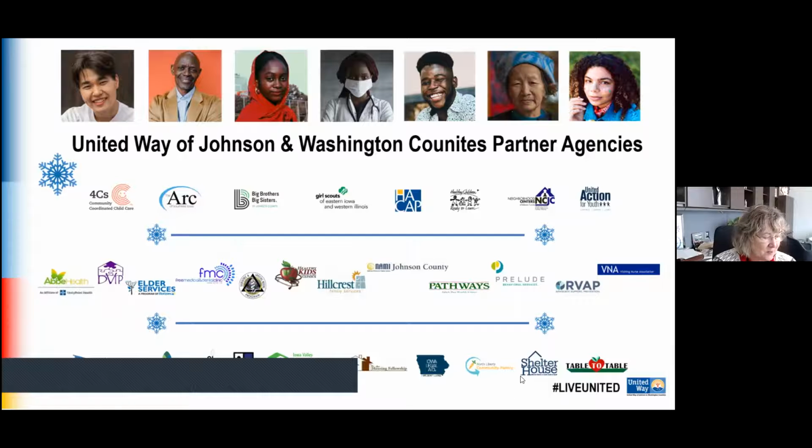So between United Way and Johnson and Washington counties, our donors really look to United Way to be able to divide up the money into the organizations and with the organizations who need it the most. So you can see the different organizations here in this slide, and I won't try to go over them all, but I'll remind you to count snowflakes though too. But they all are really the agencies that help us make this a strong and thriving community.